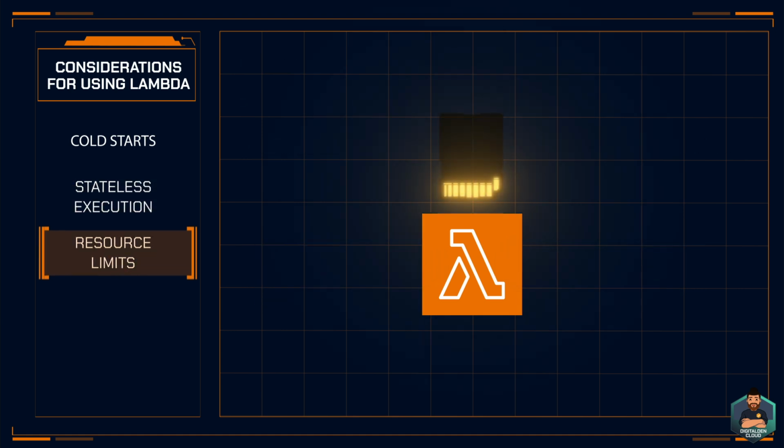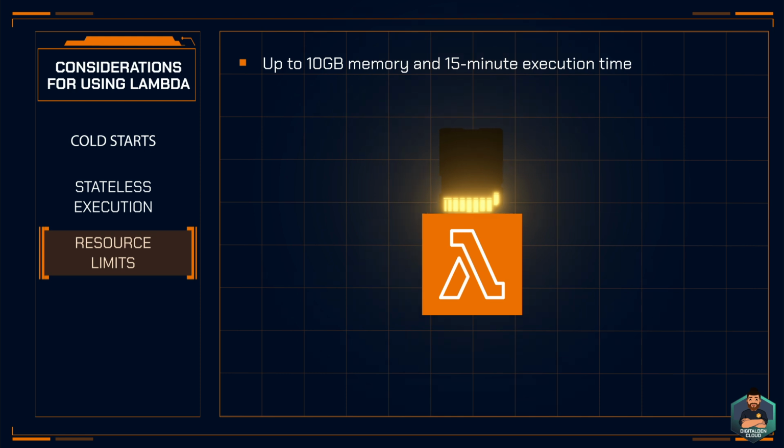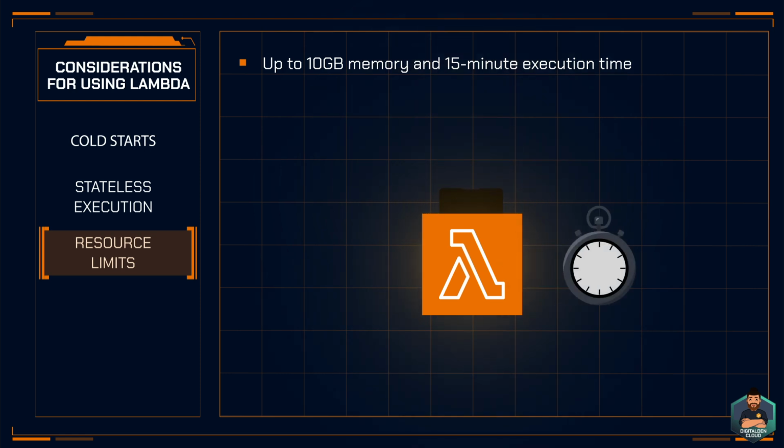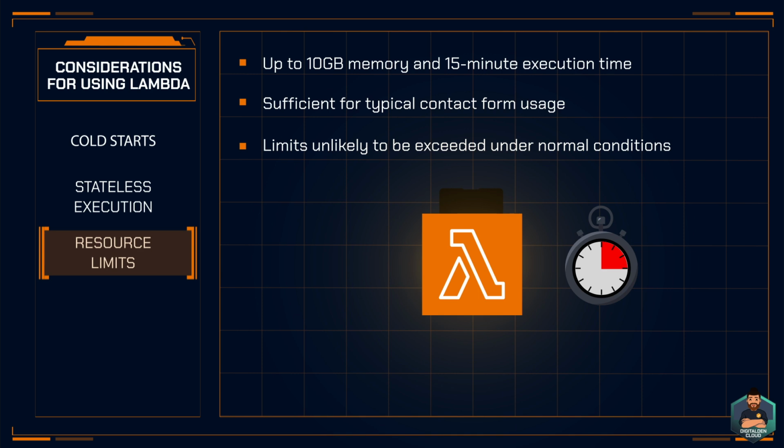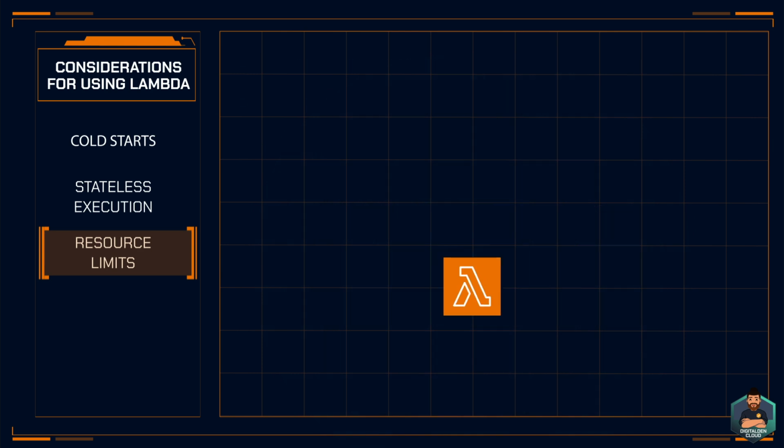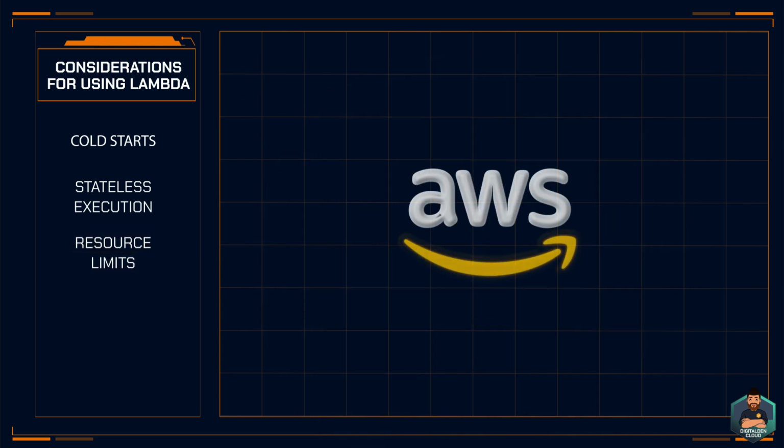Third, Lambda has certain resource limits, including up to 10 gigabytes of memory and a maximum execution time of 15 minutes. These limits are more than sufficient for your contact form solution, and you are unlikely to approach them under normal usage. Now that you have covered the key considerations for Lambda, you can move on to creating the serverless contact form solution in the AWS Management Console.